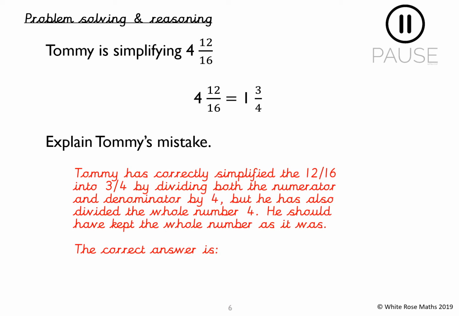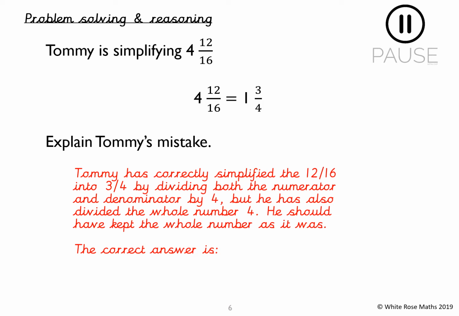Okay, the reason it is wrong, because although he's correctly simplified the 12 sixteenths into 3 quarters, because he has divided both the numerator and denominator by 4, so he said, right, okay, 12 sixteenths, I can see there that both of those are in the 4 times table, so it means I can divide them both by 4. 12 divided by 4 is 3, 16 divided by 4 is 4, so that gives me 3 quarters.